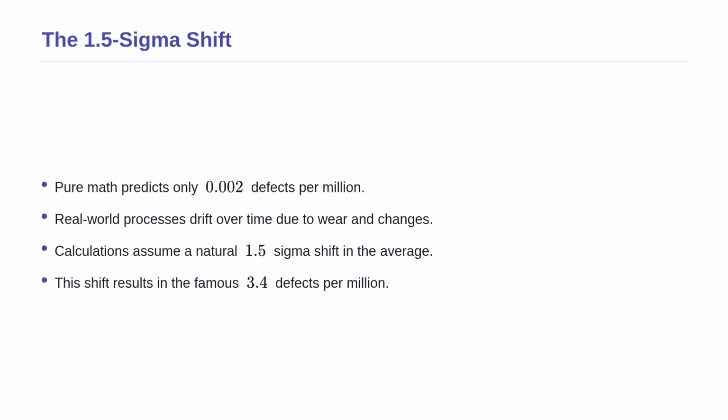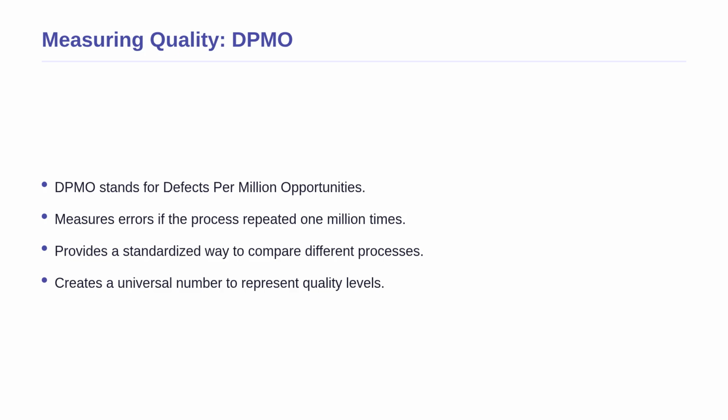But we must account for reality. Over time, machines wear down, workers change, and materials vary. To account for this real-world drift, Six Sigma includes a standard assumption called the 1.5 sigma shift. We assume the process average will naturally drift over the long term. Because of this shift, our theoretical defect rate jumps to the famous standard of 3.4 defects per million opportunities.